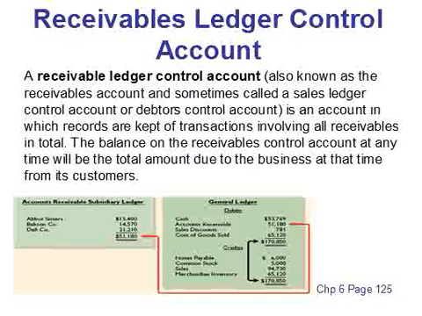Receivable Ledger Control Account. A receivable ledger control account, also known as the receivables account and sometimes called a sales ledger control account or debtors control account, is an account in which records are kept of transactions involving all receivables in total. The balance on the receivables control account at any time will be the total amount due to the business at that time from its customers.